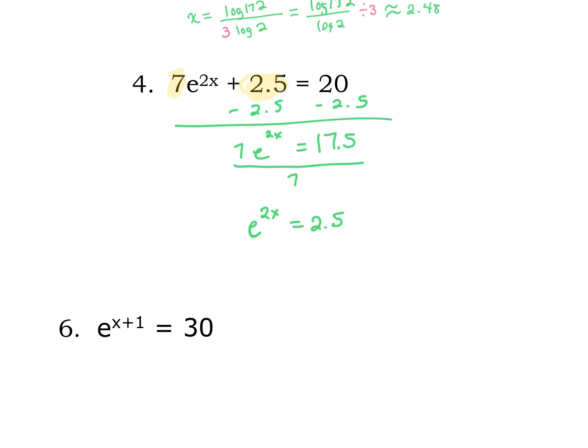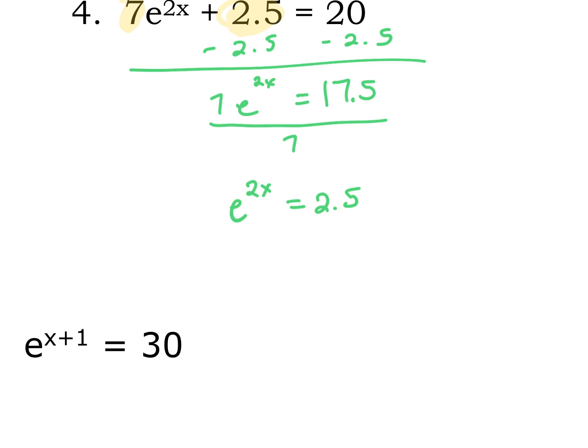And now we can take where we have e raised to a power. Because the base is different, because the base is an e, not just a single number, we are going to take the ln of both sides. It's going to make the work easier because of that base.